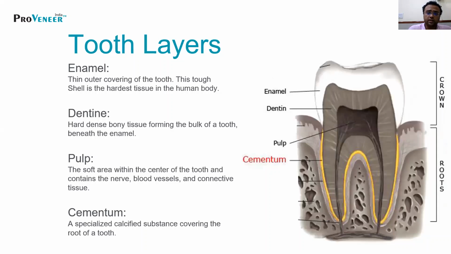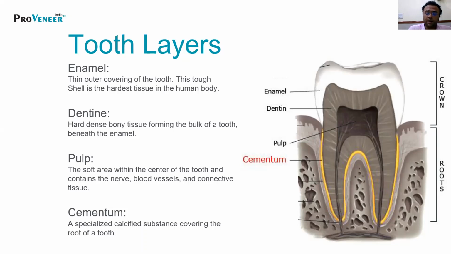Then there are tooth layers. A tooth consists of four layers. Enamel is the outermost layer. It is the hardest tissue in the human body. Below the enamel comes the dentine, which is slightly less dense than enamel and not as strong as enamel. Hence, it is prone to more carious dental infection, which we can talk about later.